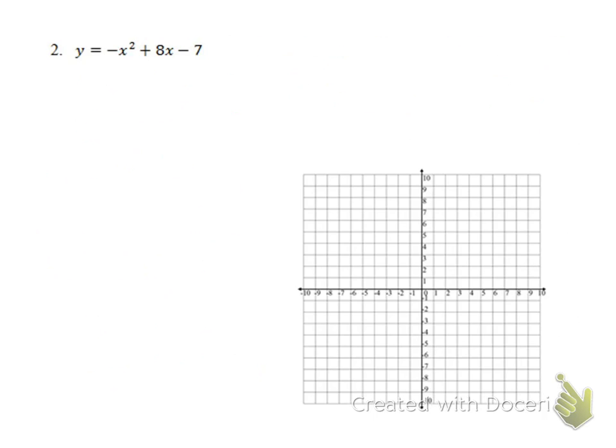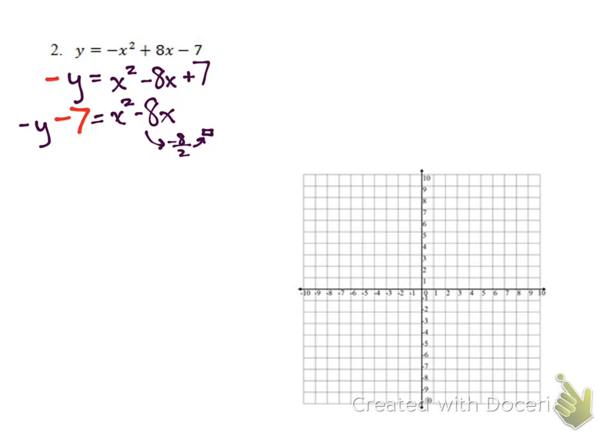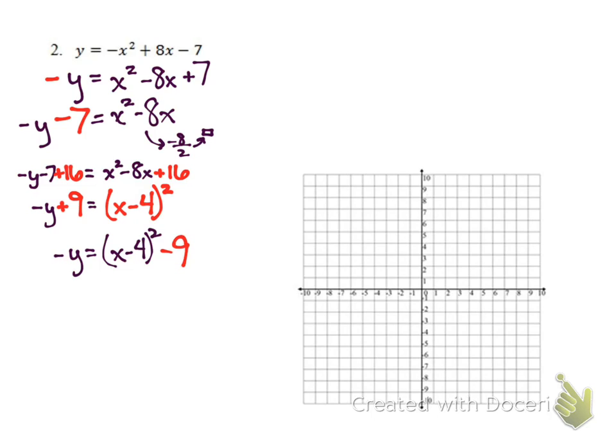So initially, let's divide everything by -1. So everything's divided by a -1, but then we're going to move that constant to the other side. Going to add 16 to both sides. Simplify the left, rewrite the right. So the vertex form is y equals negative times the quantity x minus 4 squared plus 9.